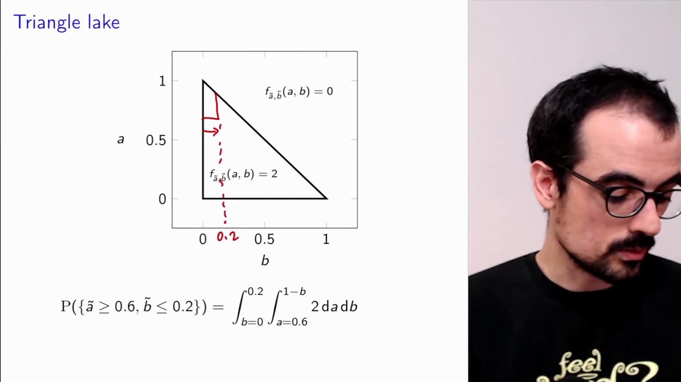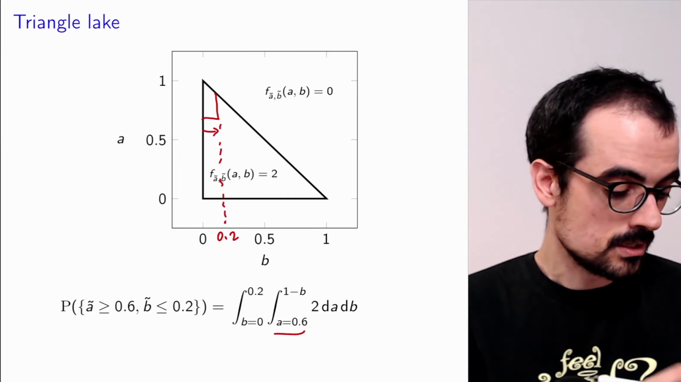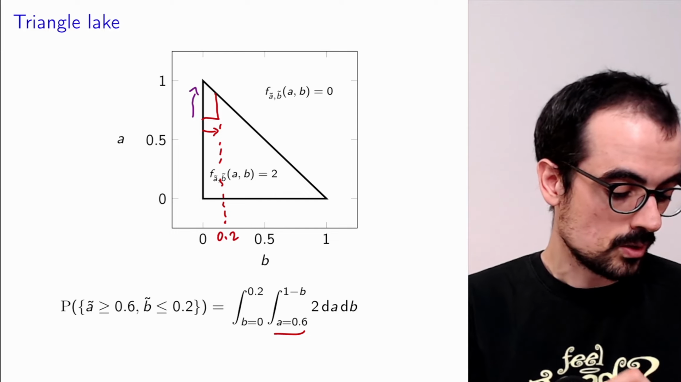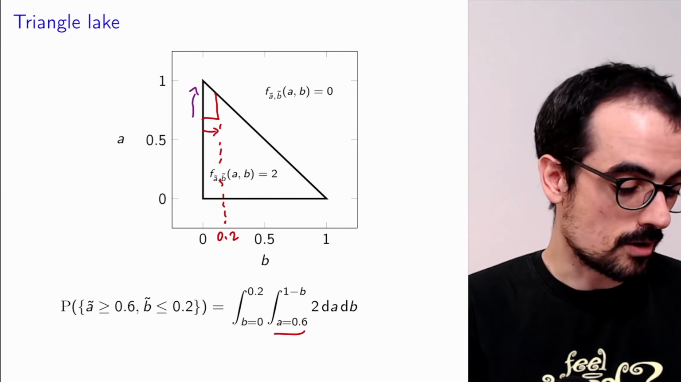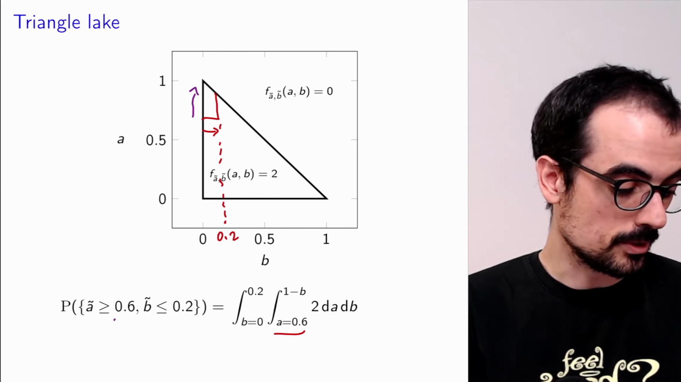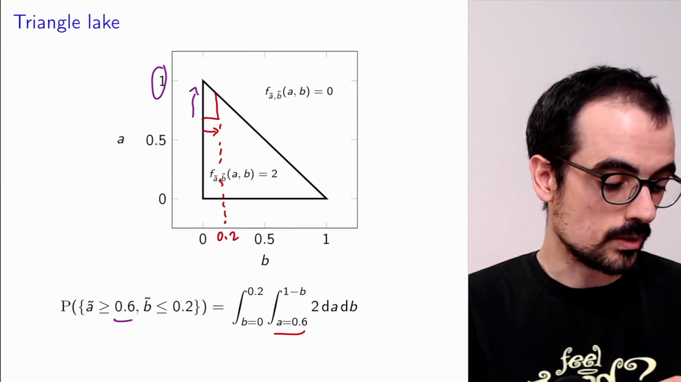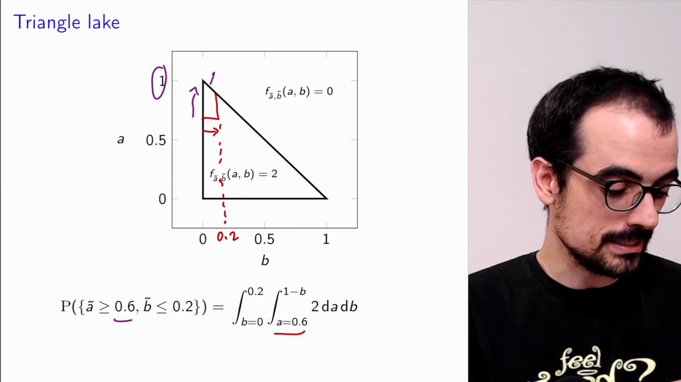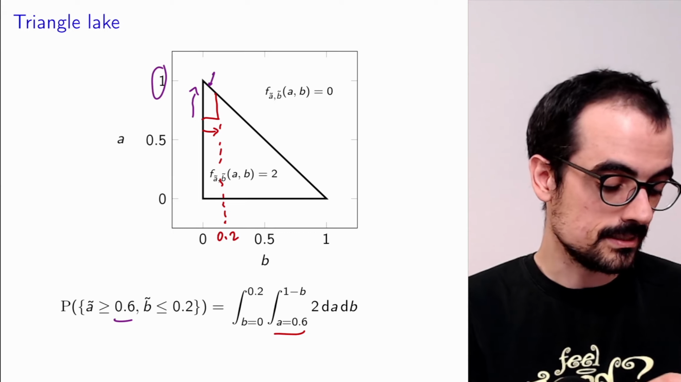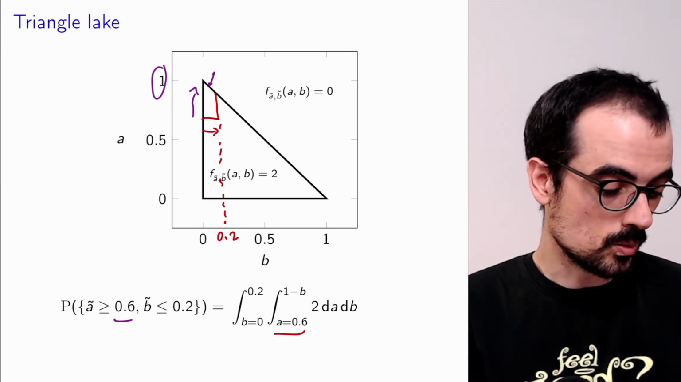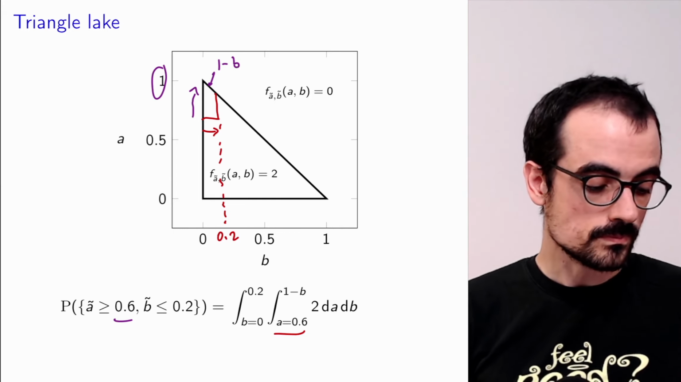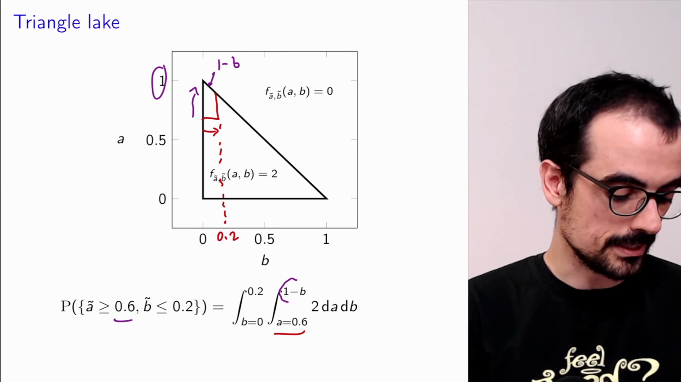And now when we integrate a, we have to be a bit careful, right? We're integrating a in this direction. We are not integrating it from 0.6 to 1. We're integrating it only up to this line. What is this line? This line equals 1 minus b. So that's why we have a 1 minus b here.